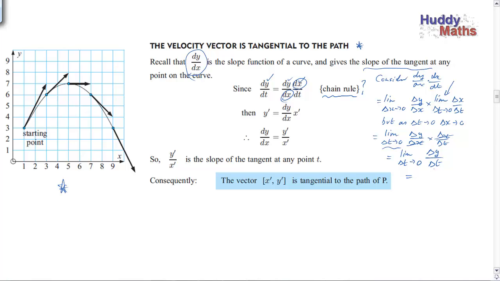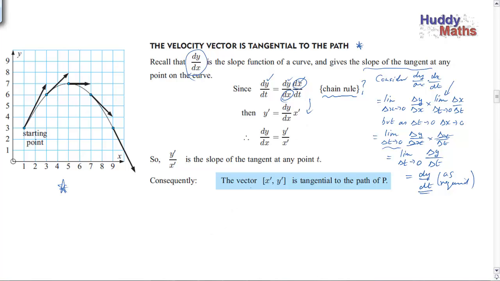Limit as delta t tends to naught, delta y on delta t is dy by dt. That's our definition. So this is as required. We wanted to prove that dy by dt was dy by dx times dx by dt. So we've gotten that. Now we can rearrange this.